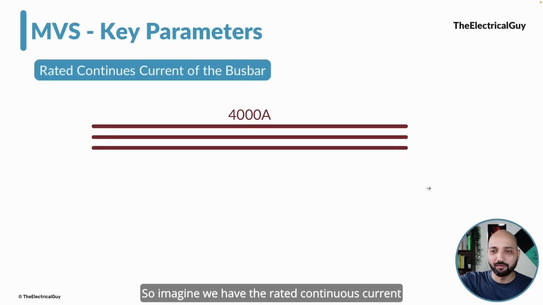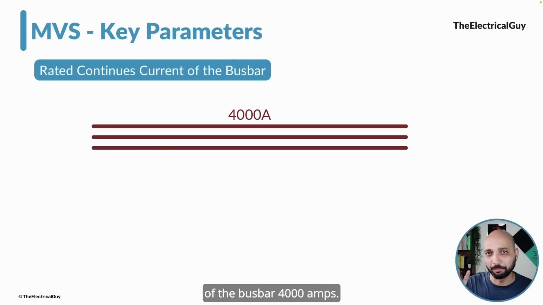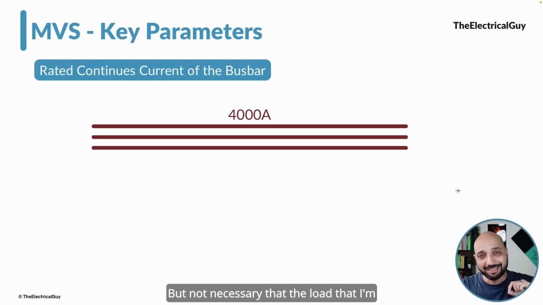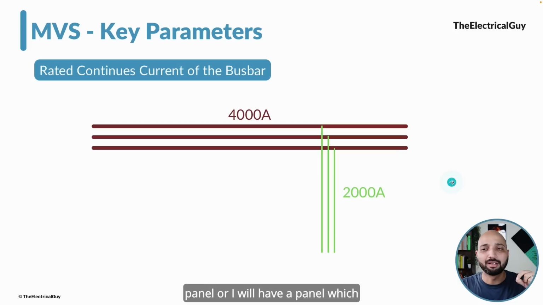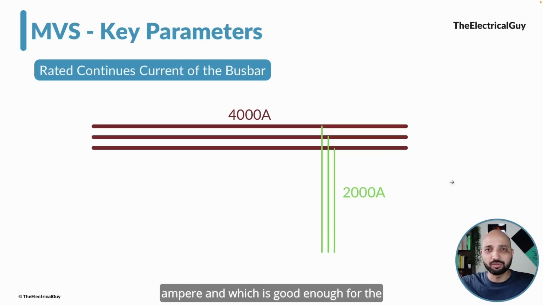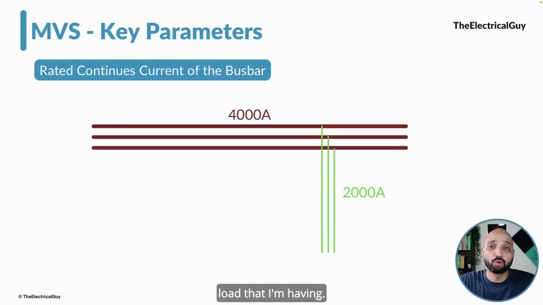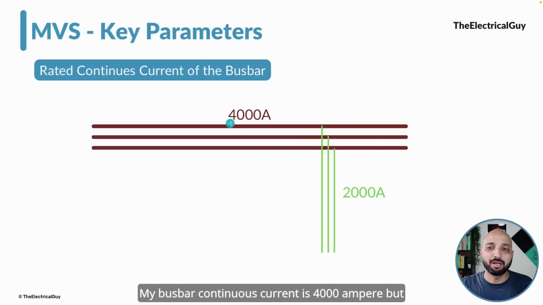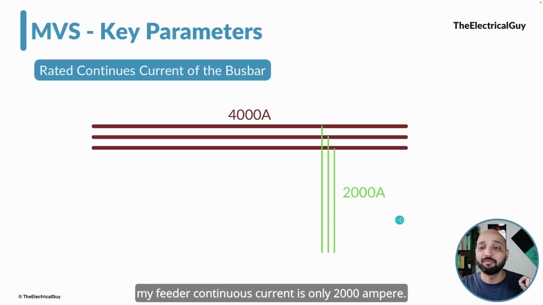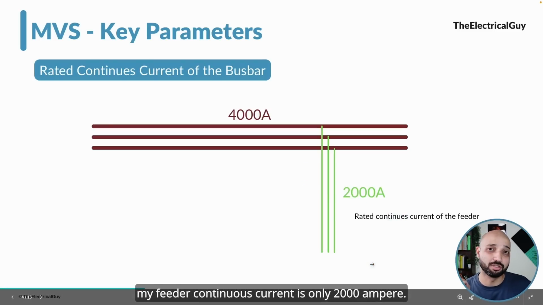So imagine we have the rated continuous current of the bus bar as 4000 amps. So my bus bars are capable of carrying that current without any problem, but it's not necessary that the load I'm feeding requires 4000 ampere. Maybe the need of that load is lesser than that. So in that scenario, I will have a panel which is, let's say, only rated for 2000 ampere, which is good enough for the load that I'm having. So in that case, the ratings are different. My bus bar continuous current is 4000 ampere, but my feeder continuous current is only 2000 ampere.